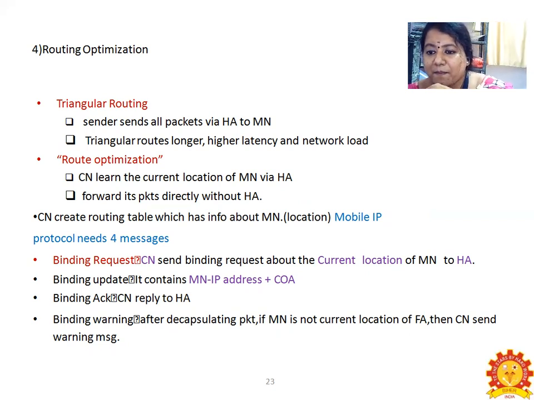It contains the MN IP address plus the COA. Third is the binding acknowledgement, which the CN replies to the HA. Last is the binding warning. After decapsulating the packet, if the MN is not at the current location, then the node will send a warning message.